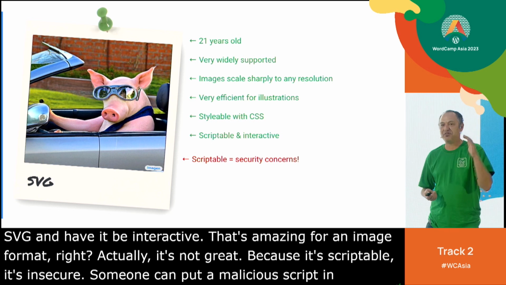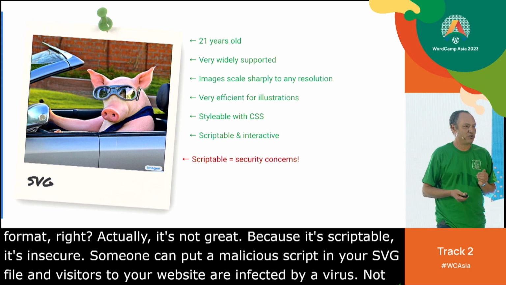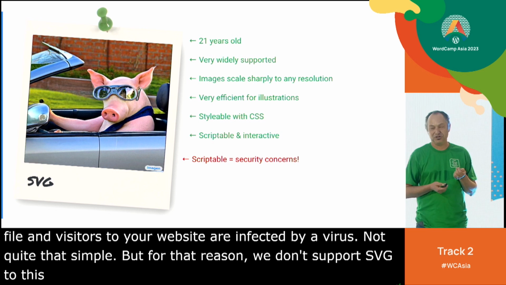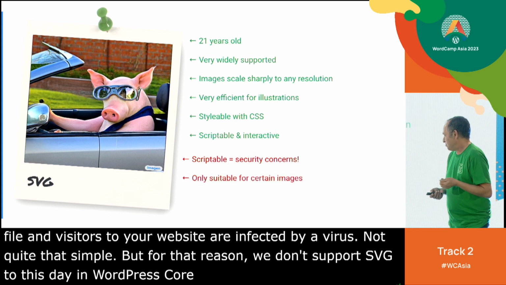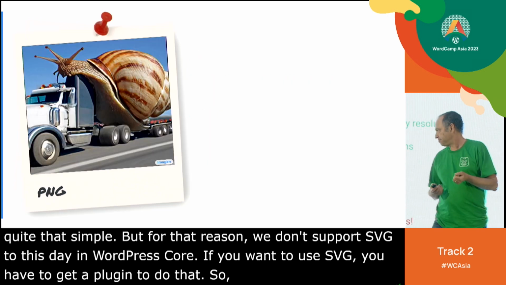Not quite that simple, but for that reason, we don't support SVG to this day in WordPress core. If you want to use SVG in core, you have to get a plugin, something to let you do that. So it's really only suitable for certain images, and you have to be careful about how you use it.